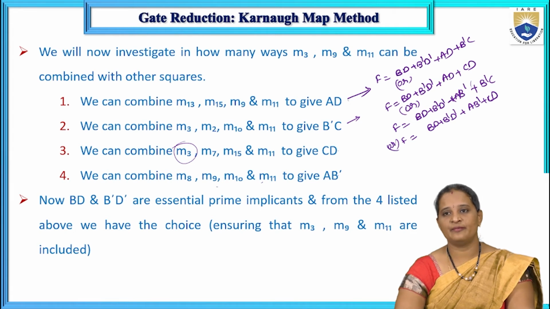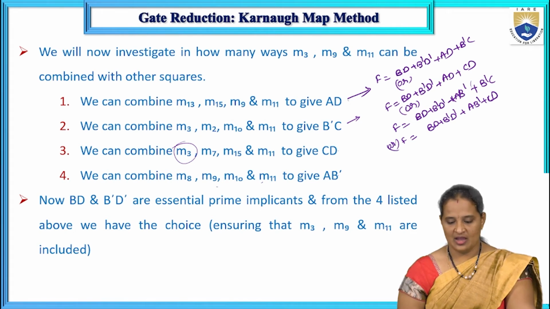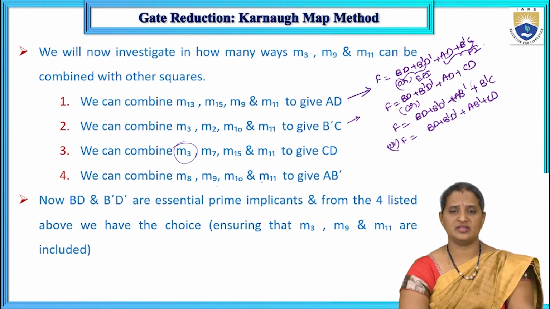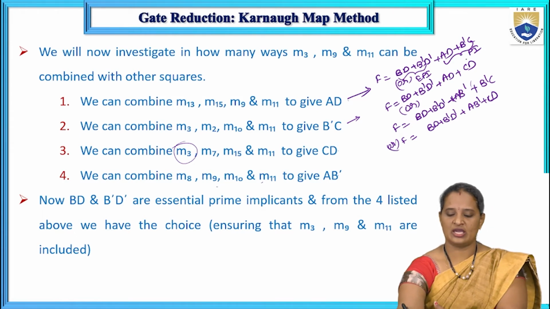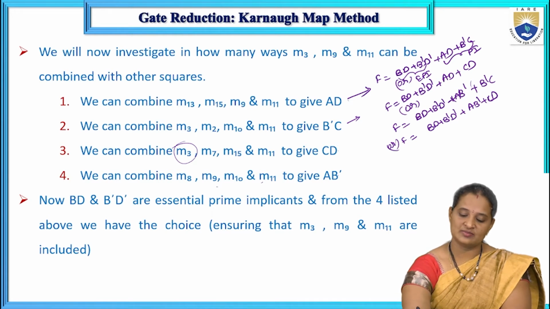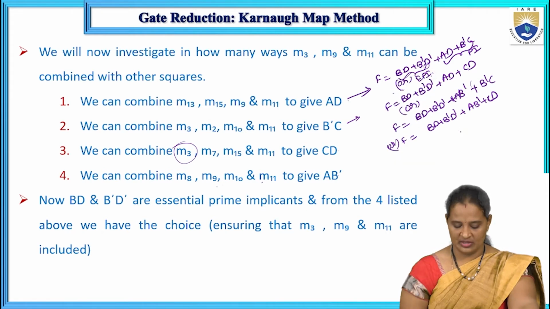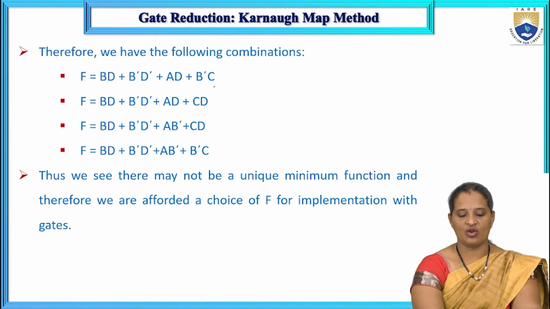So in order to avoid the redundancy, these are the essential prime implicants, EPI, whereas these are the prime implicants. Prime implicants means we can have other options also. I can use this or this or this, whereas this must and should be present in the simplified expression. That is why it is called essential prime implicants. So we have four possible answers here: BD plus B complement D complement, AD plus B complement C, or CD, AB complement CD, AB complement B complement C.